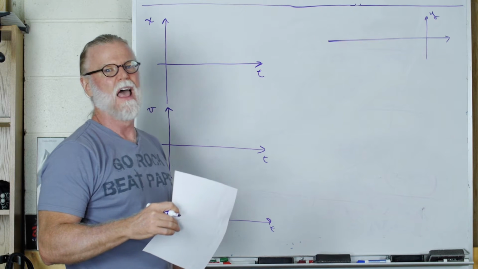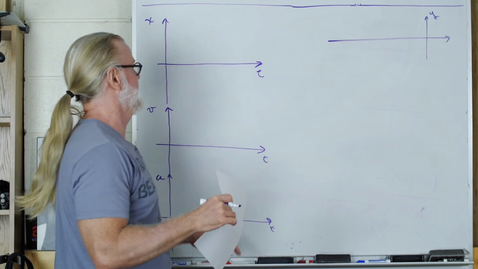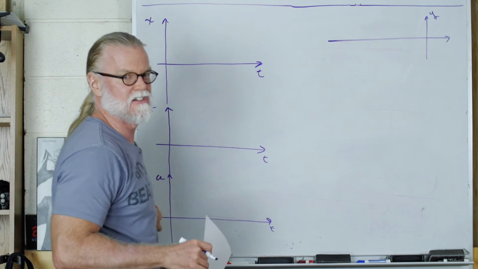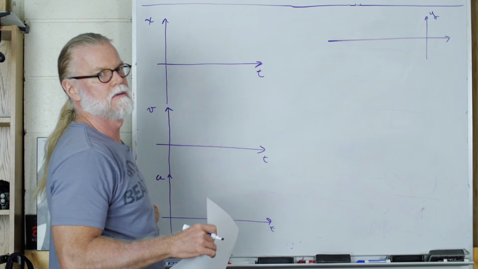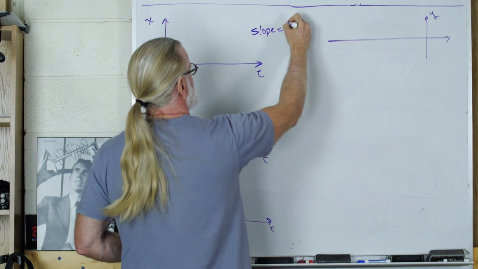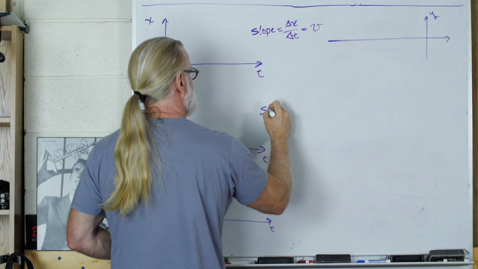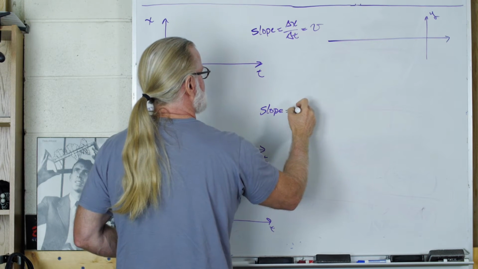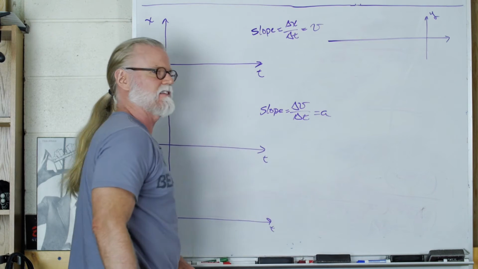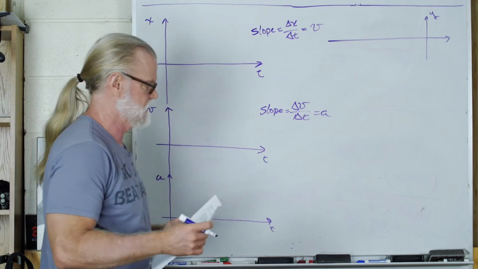All right. After you plot the point, you need to look at it and say, at that point, what does the slope represent? What does the slope represent? You should be writing these down too. Slope equals delta x over delta t equals velocity. The slope of this graph represents, let's see, what does it represent? Oh, it represents acceleration. The slope of this graph doesn't represent anything that we study in this class.